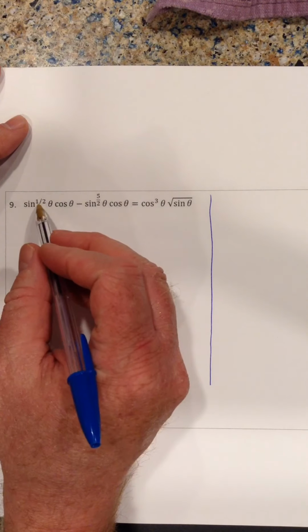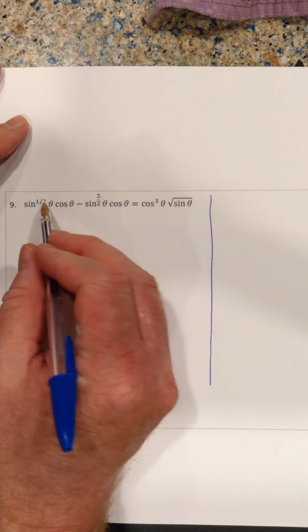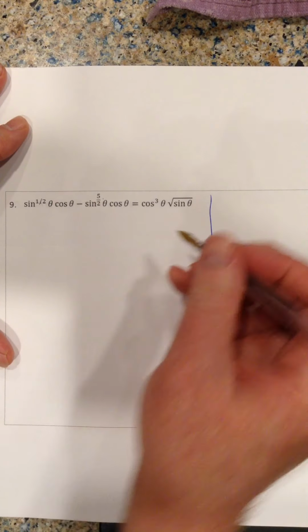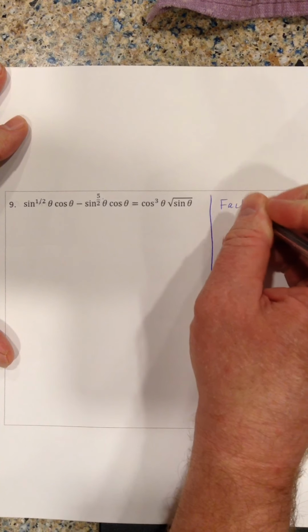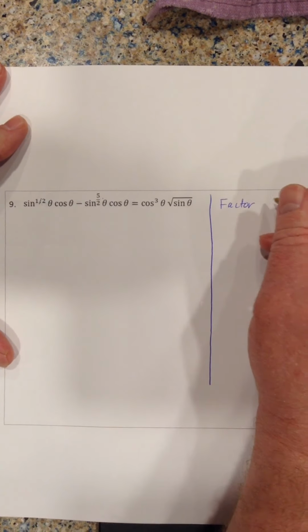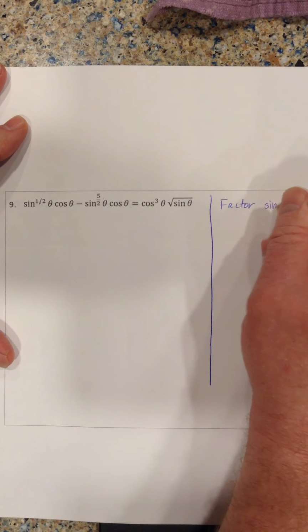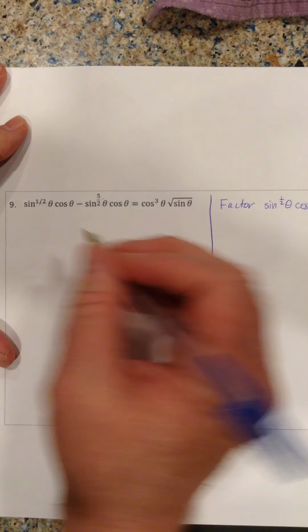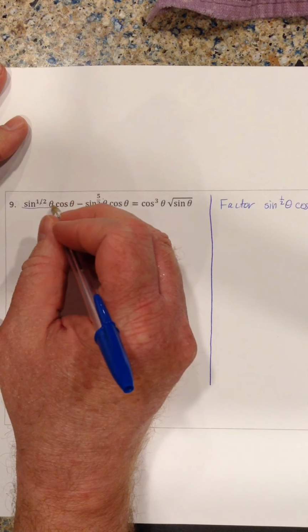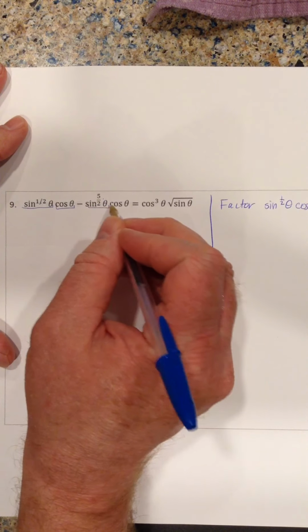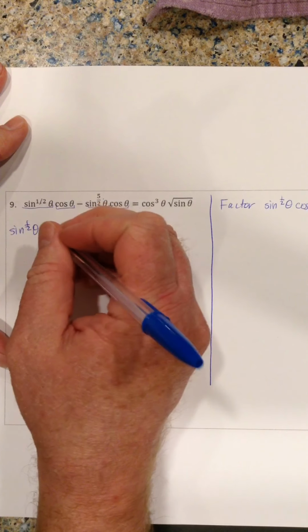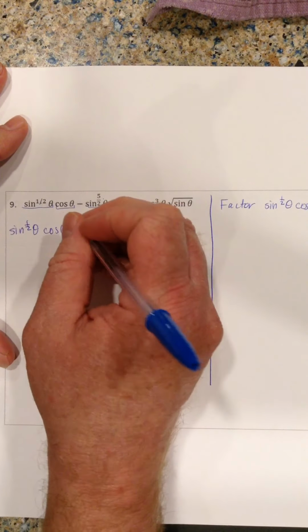So you'll notice that these rational exponents are written a little bit differently, but that's 1/2 and that's 5/2. So what I'm going to do first, I'm going to factor, and I'll tell you what I'm going to factor. I'm going to factor a sine to the 1/2 theta, cosine theta. You'll notice they both have those. There's that, there's that, there's that, there's that. So I'm going to factor out a sine to the 1/2 theta, cosine theta.